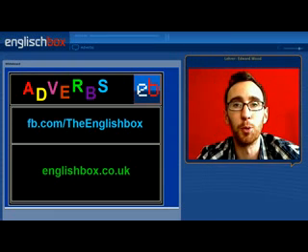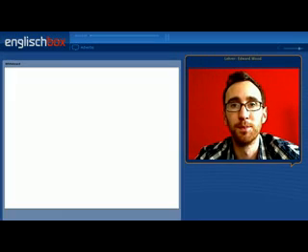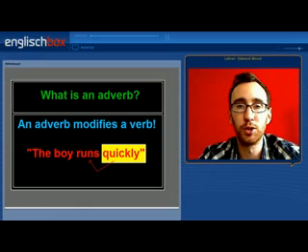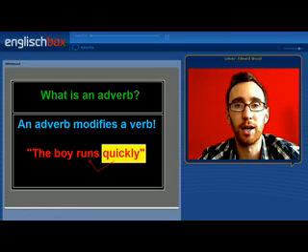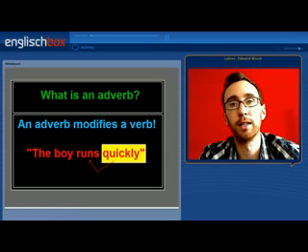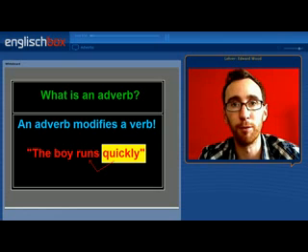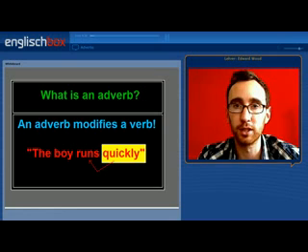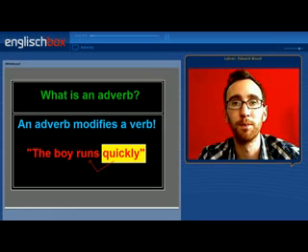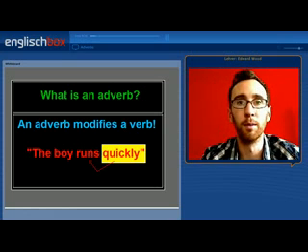Today we are going to talk about adverbs. So what is an adverb? Well, when I ask students in my classes this question, one bright spark often puts up his hand and says, an adverb is a word which modifies a verb. Now this is obviously very true. Let's consider the sentence on the whiteboard. The boy runs quickly. Here the adverb quickly modifies the verb to run.